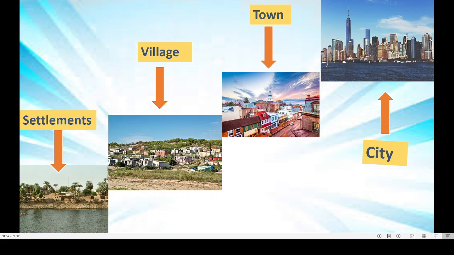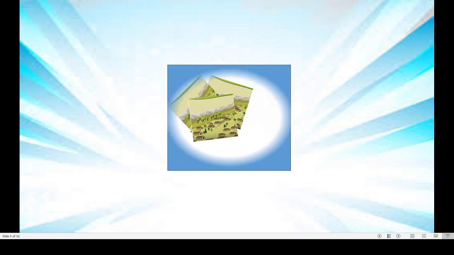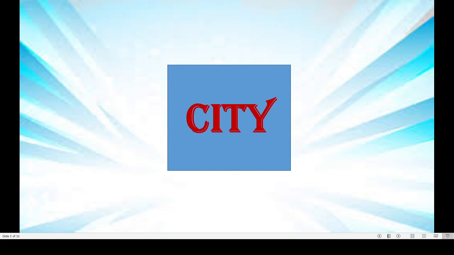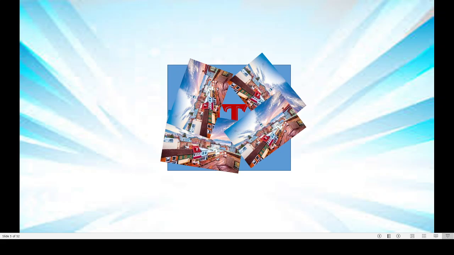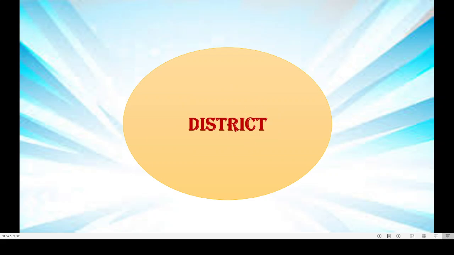Got this, children? See this. These are hamlets or settlements, correct? They together made the village. Means village is bigger than the settlements. Okay. Then 2 to 3 villages together made a city. Right? And here 2 to 3 cities developed, and what happened now? District. They together made a district.